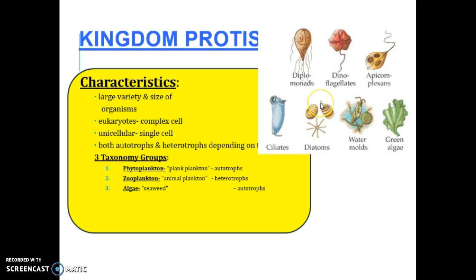Kingdom Protista. It's kind of hidden, but we have a lot of different organisms in this one. They're eukaryotes, which means they have complex cells. They're unicellular, which means they only have one cell. And they can be either a heterotroph or an autotroph. We have three different taxonomy groups here: phytoplankton, which should sound really familiar; zooplankton, which are little animal plankton that actually live inside corals; and algae, which is seaweed.